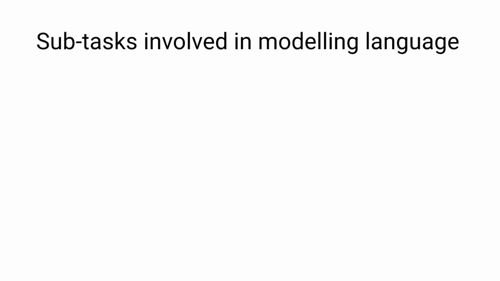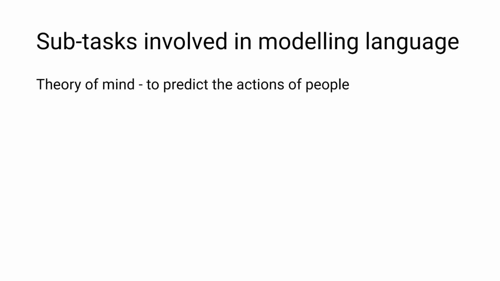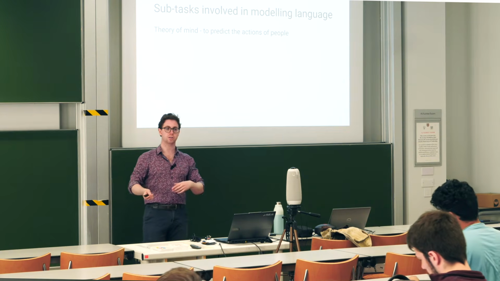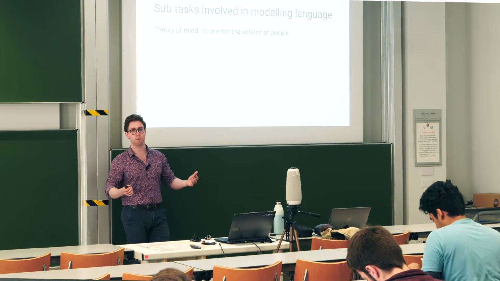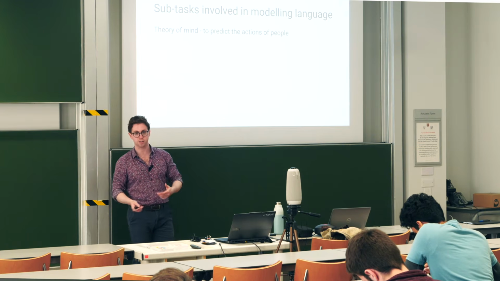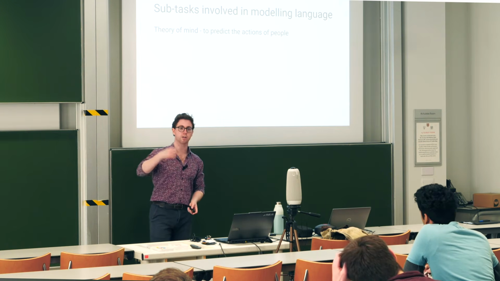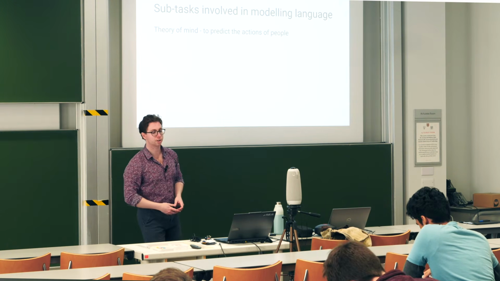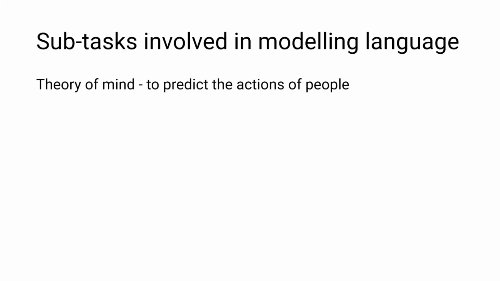I just want to give some examples of various subtasks involved in the language modeling process. If you're reading a novel and you have to predict what happens next, that requires some degree of theory of mind. You have to keep track of who knows what, who wants what, what they're trying to pursue, why they do the things they do, and try to predict, on the basis of that, what their next action is going to be. So it requires some theory of mind to predict the actions of people in text or in historical documents, for example.